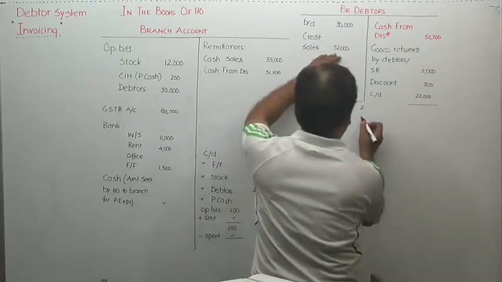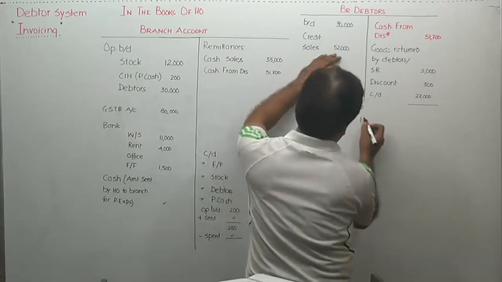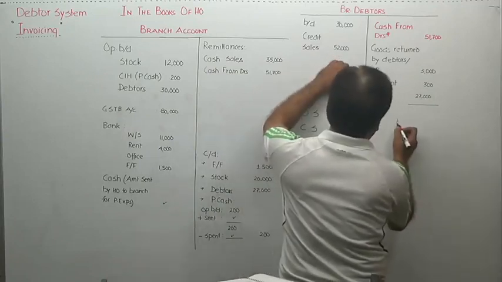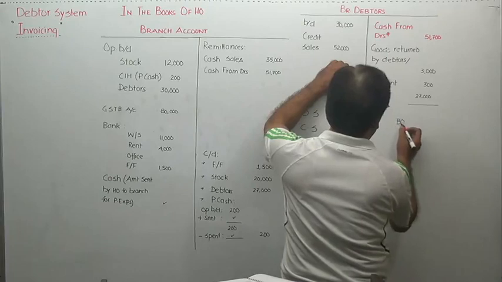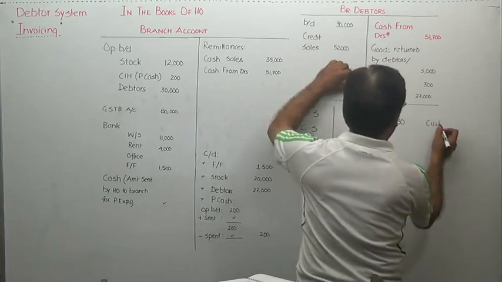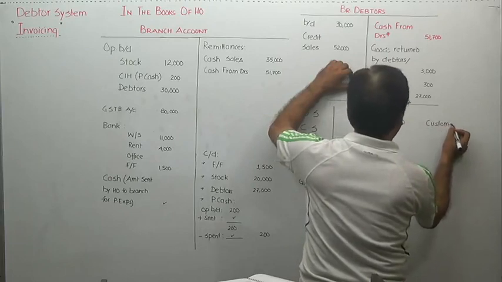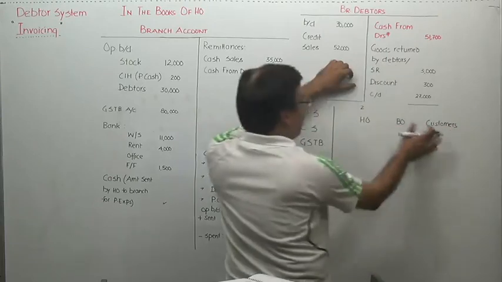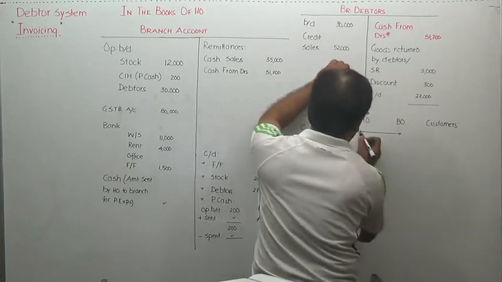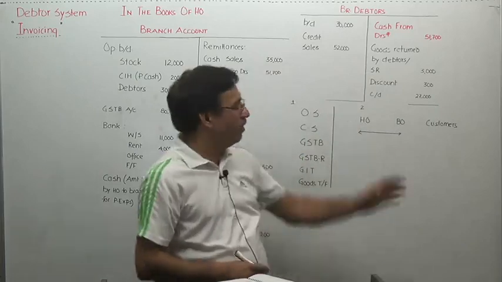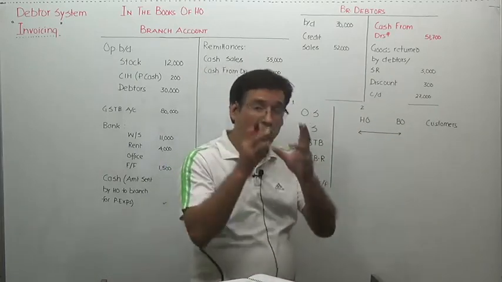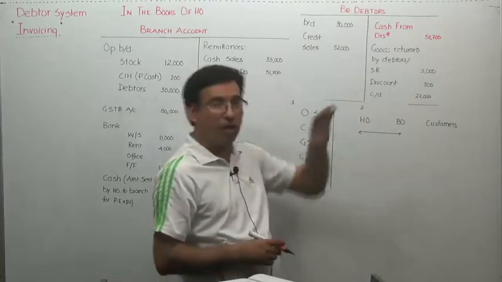Point number two is a very important point. I have already told you that in entire branch accounting there are three parties involved: head office, branch office, and customers. Correct? Head office, branch office, and customer. Only such goods which are traveling between head office and branch office, and branch office and head office, only loading is done with respect to such goods.